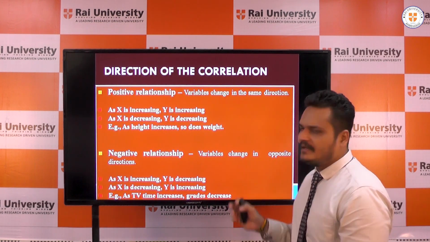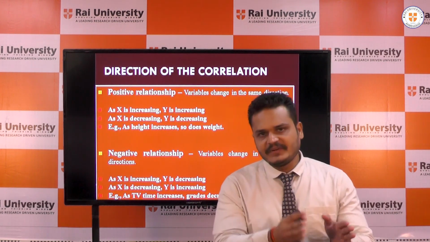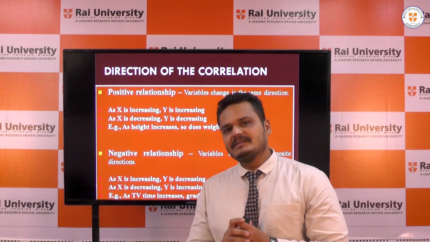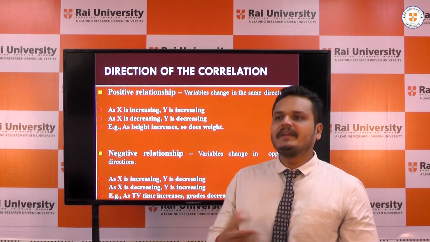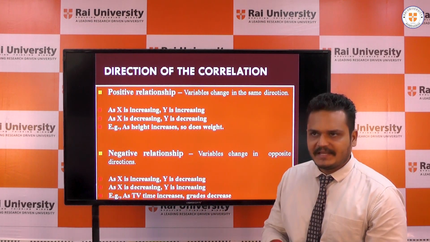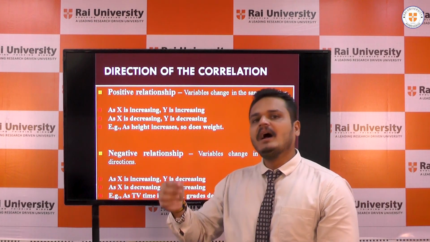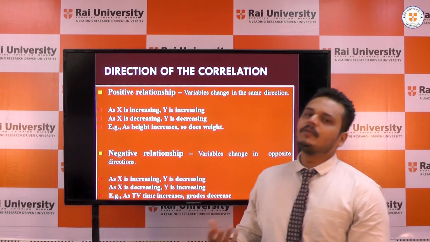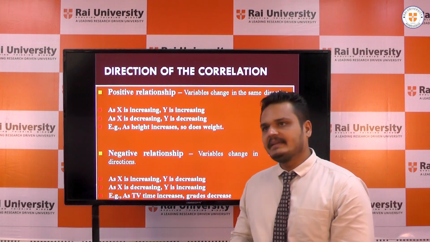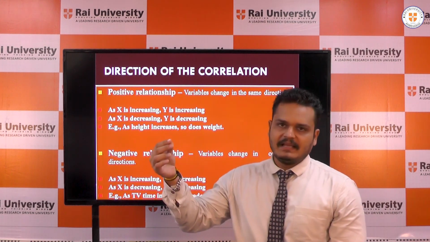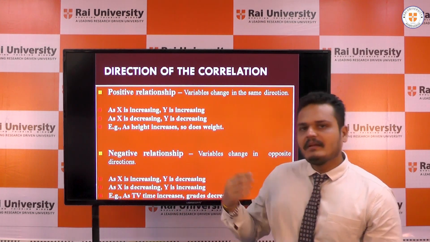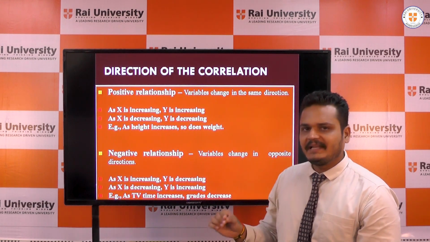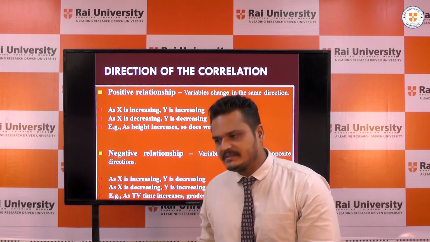Direction of correlation. Two types of direction are there: positive relation and negative relation. In the positive relation, variables are increasing in the same direction or variables are decreasing in the same direction. If one variable is increasing, another variable is also increasing in the same direction. In negative correlation, one variable is decreasing, another variable is increasing. If one variable is decreasing, another variable is also increasing. That's called opposite direction of the variables.